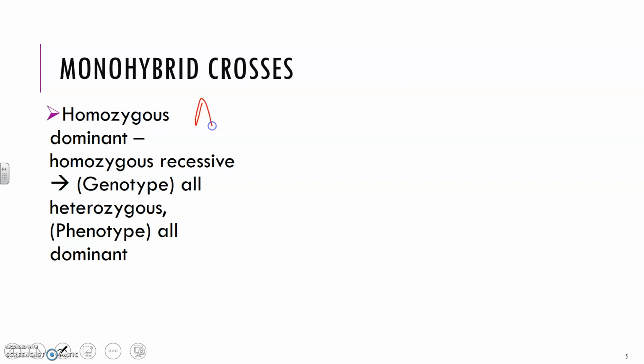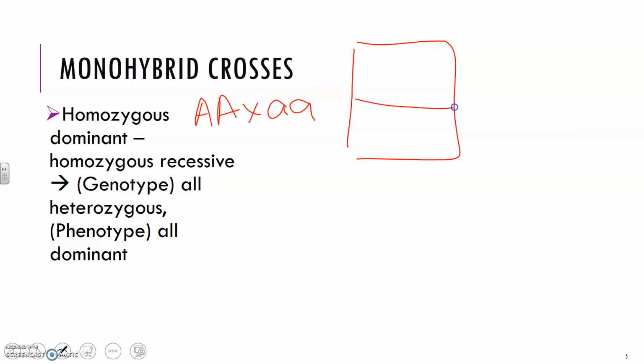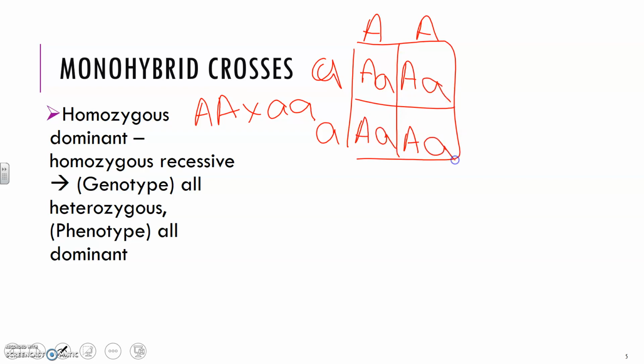Okay, so we've got homozygous dominant crossed with homozygous recessive. We'll draw our Punnett square, put one parent here, and one parent here. Those are A's. We donate a capital A to each one here, and a lowercase a going across. So we see that all of our genotypes are heterozygous. Okay, so we have heterozygous is 100%.